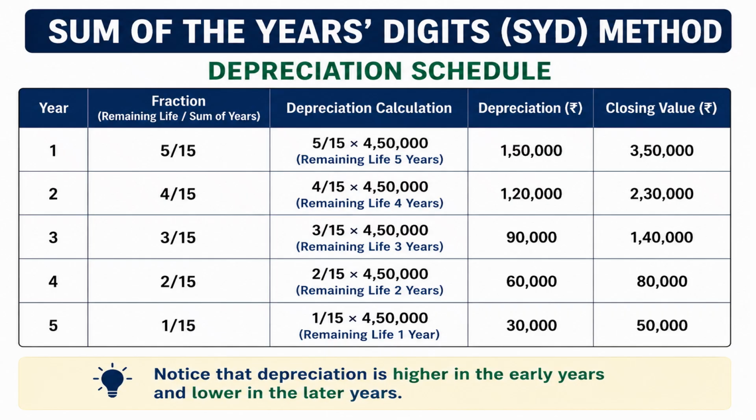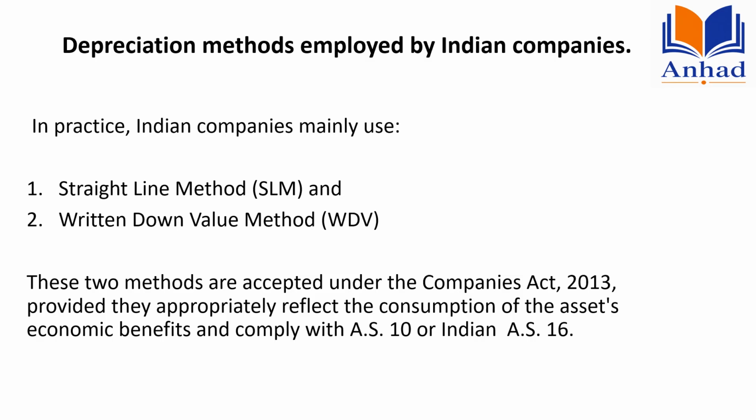Our next topic is topic number 7: depreciation methods employed by Indian companies. In practice, Indian companies mainly use straight line method (SLM) and written down value method (WDV). These two methods are accepted under the Companies Act, 2013, provided they appropriately reflect the consumption of the asset's economic benefits and comply with AS 10 or Indian AS 16.